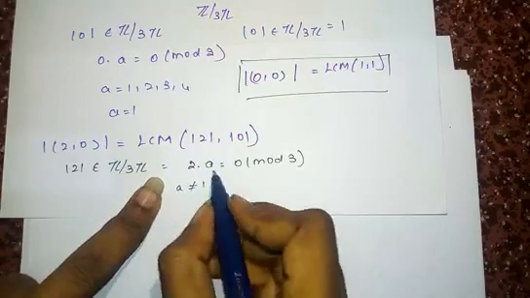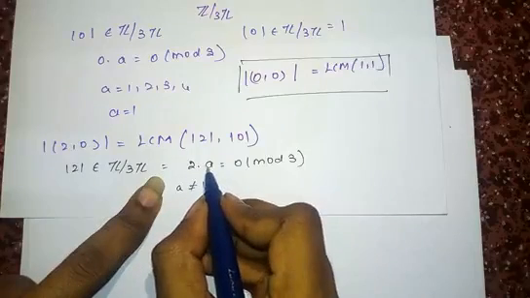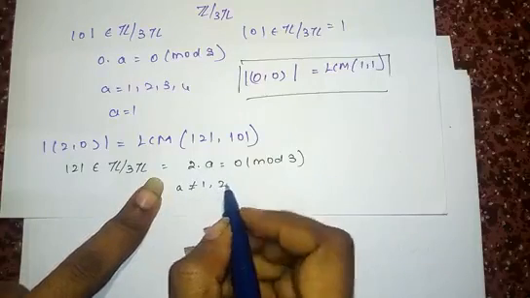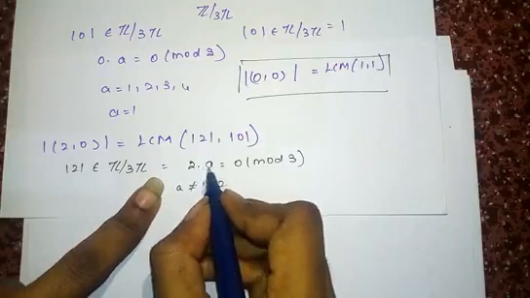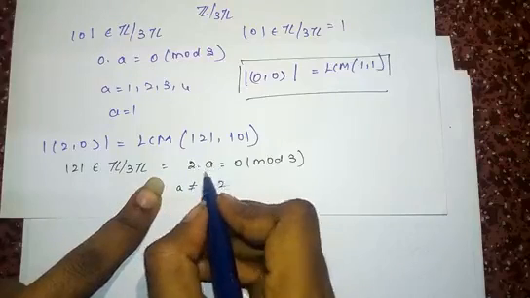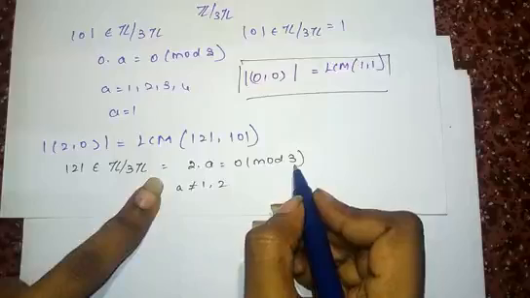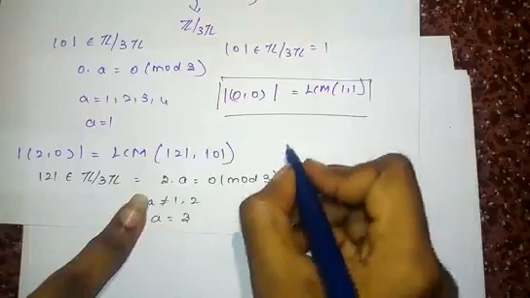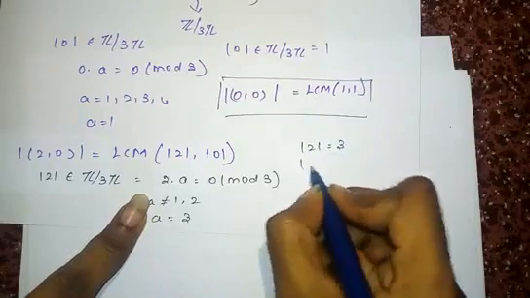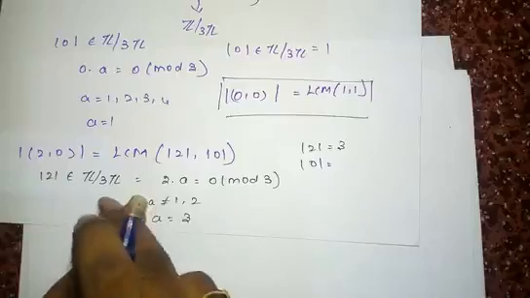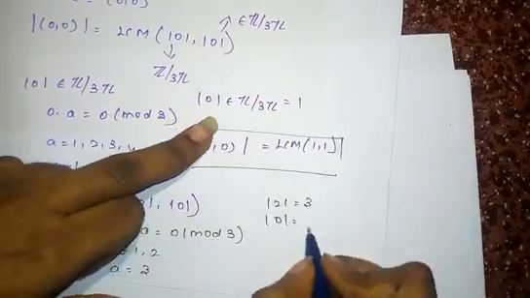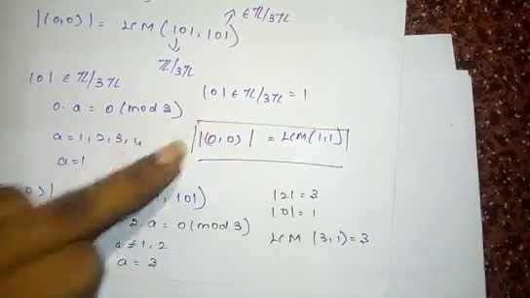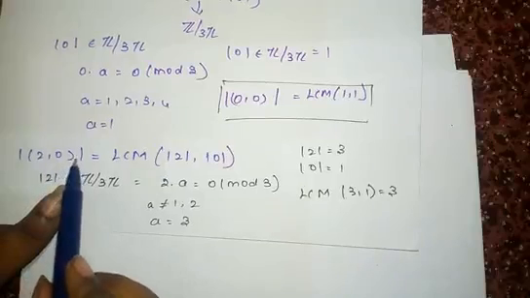So A is not equal to 1. If A is equal to 2, 2 into 2 is 4, I divide by 3, I get the remainder 1. It is not 0, so A is not equal to 2. If I put A to be 3, 2 into 3 is 6. I divide this 6 by 3 and I get the remainder 0. So A is equal to 3. So the order of 2 is equal to 3, and the order of 0 in Z modulo 3Z we have already calculated, it is 1. So LCM of 3, 1 is 3. So the order of 2, 0 is 3.